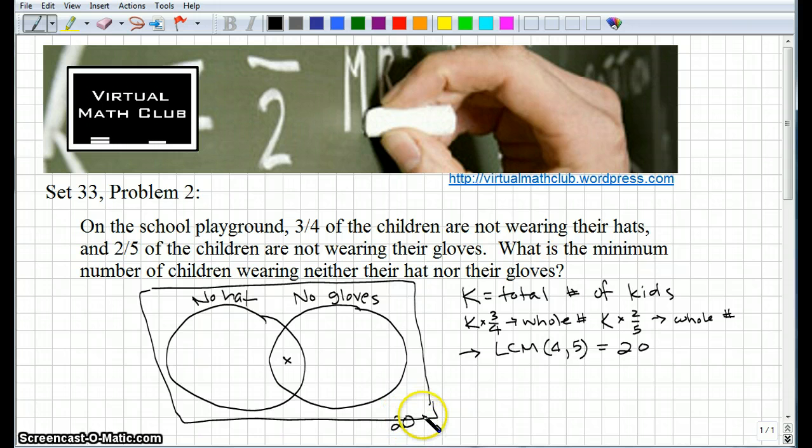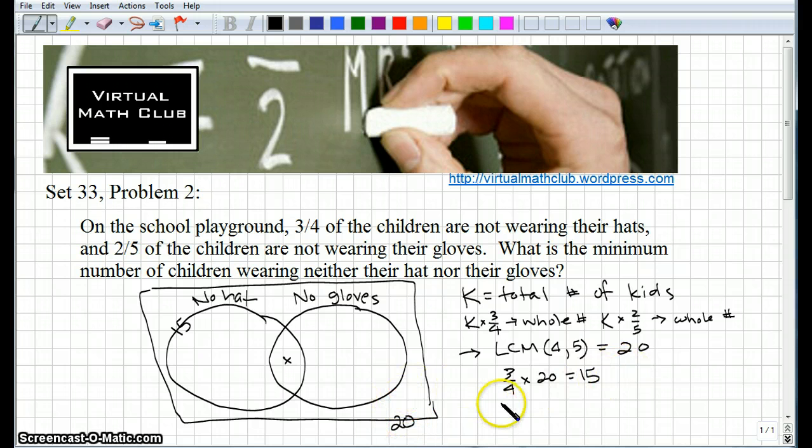Now, to represent the whole set and not just a region, I usually write it on the line. So, for example, this 20 represents the whole set of all the kids that are out there on the playground. And we know 3/4 of the kids are not wearing their hats. So we take 3/4 of 20. So 3/4 times 20 gives us 15, right? So 15 kids are not wearing their hats if we have 20 total kids out there on the playground.